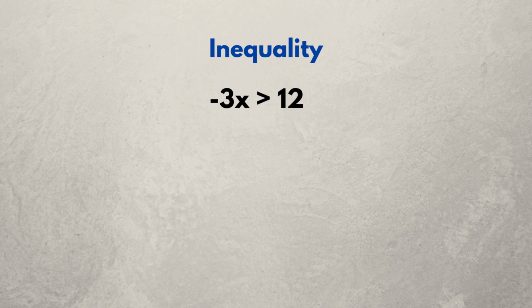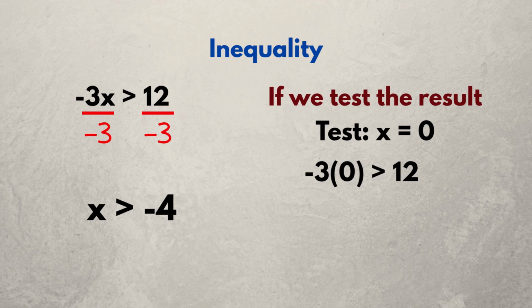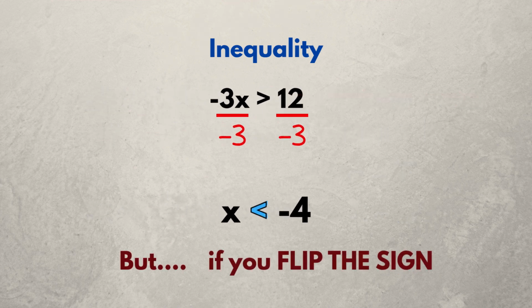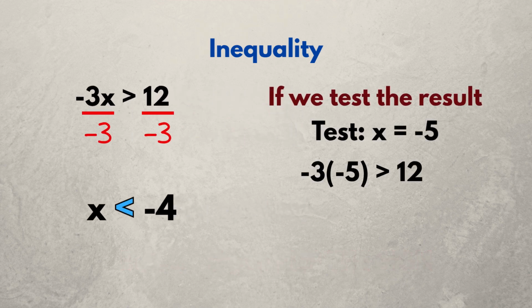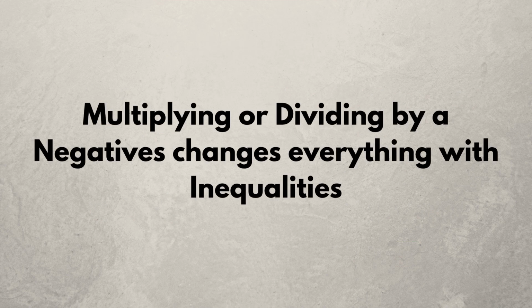Look at -3x > 12. If we divide both sides by -3 and leave the sign alone, we get x > -4. Let's test that. If x = 0, then -3 times 0 equals 0. Is 0 greater than 12? No, that's false. But if you flip the sign to get x < -4, let's test x = -5. -3 times -5 equals 15, and 15 > 12 is true. That's why you must flip the sign whenever you multiply or divide both sides by a negative number.